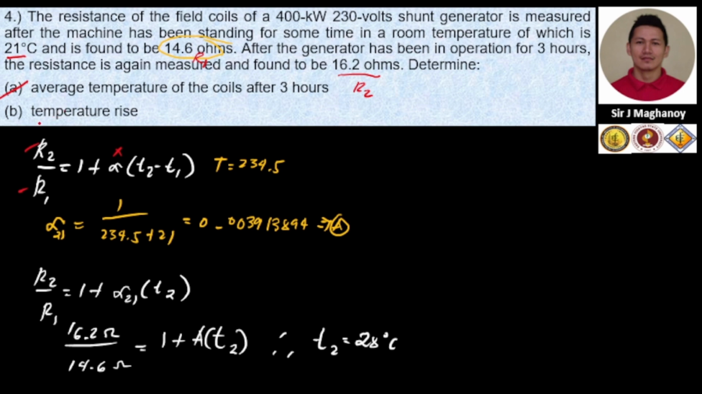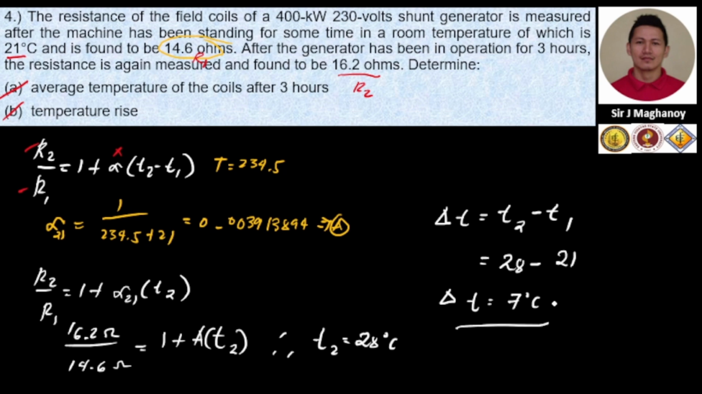Now, we are asked to determine the temperature rise for our generator. That is the change of T, or your final temperature minus your initial temperature. Okay, so what is our final temperature? That is 28. Our initial temperature is 21. So change of T, or our delta T, is equal to 7 degrees Celsius. So the temperature rise is 7 degrees Celsius. It rose from 21 going to 28. So this is our answer for B, and this is our answer for A.